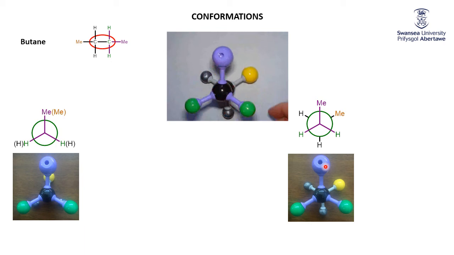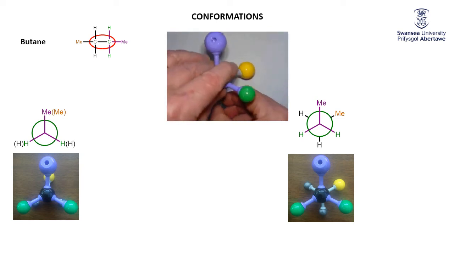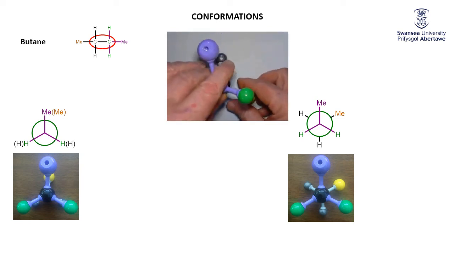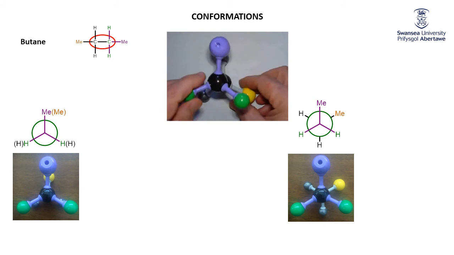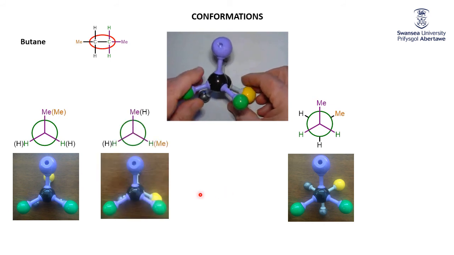So now the back methyl is not behind the front methyl, it's kind of one around from it. So now let me continue with the rotation. Another 60 degrees, and that gets me back to this, again, an eclipsed situation.